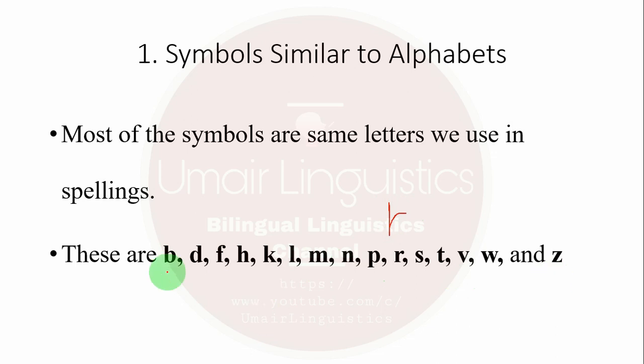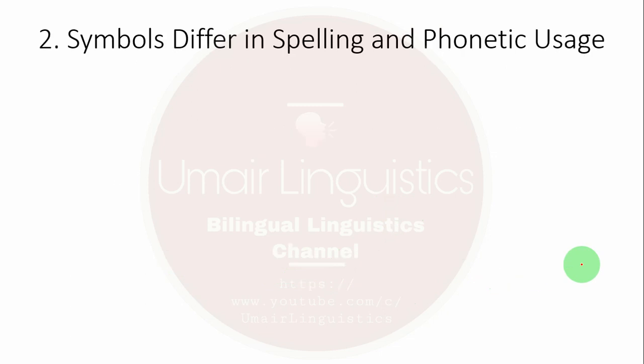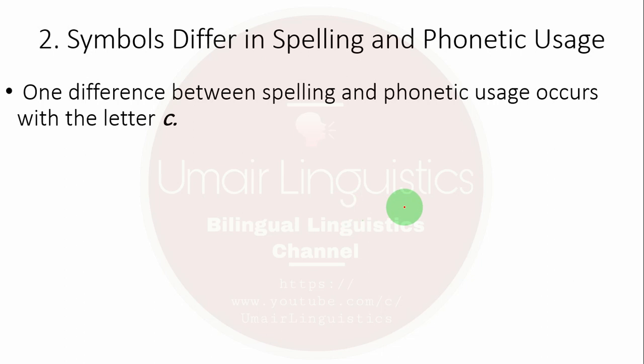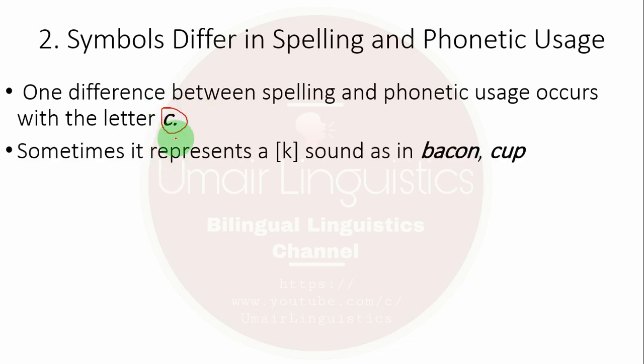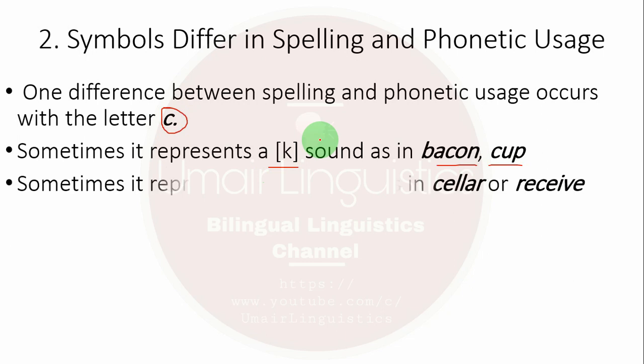So these are all the symbols used for consonants which are actually the alphabet letters as well. However, there are some symbols which differ in spelling and phonetic usage. In other words, we have different spellings, but the sounds are not like that. One difference between spelling and phonetic usage occurs with the letter C. Sometimes this C represents the k sound. We very well know bacon and cup. So here C represents the k sound.